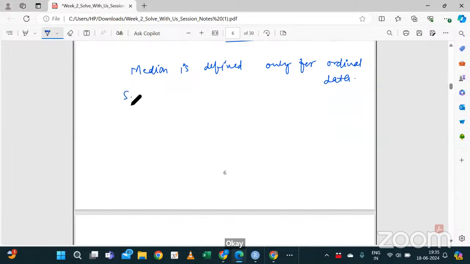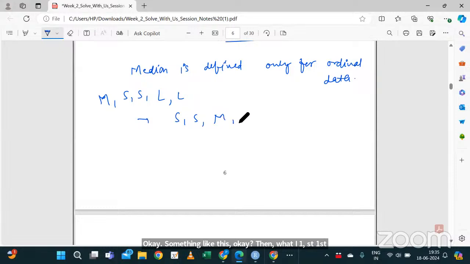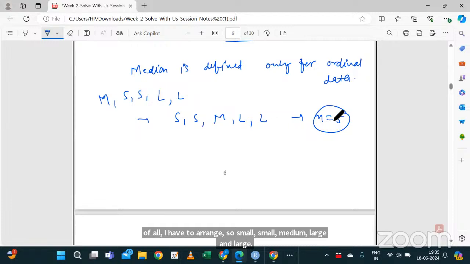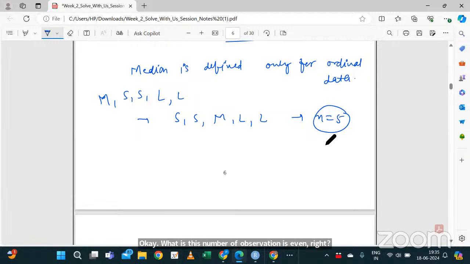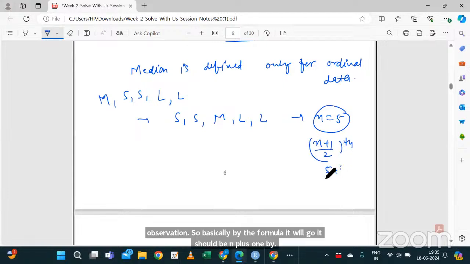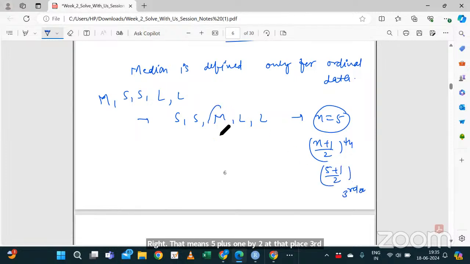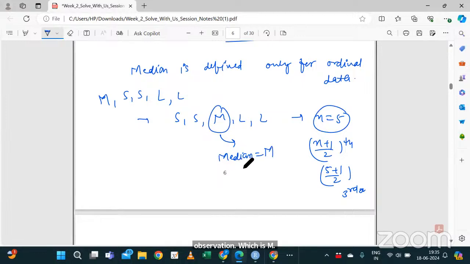Suppose I have a data set of t-shirt sizes. First of all, I have to arrange them: small, medium, medium, large, and large. The number of observations is odd. So what should be the median? The median should be the middle observation. By the formula, it should be the (n plus 1) by 2th observation, that means (5 plus 1) by 2, the third observation, which is M. So here the median will be M. Is this clear?